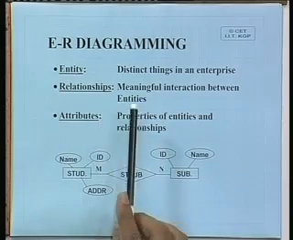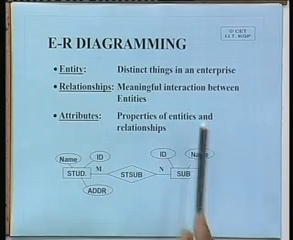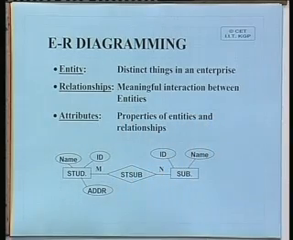The definition of an entity: distinct things in an enterprise about which data is being collected. See, if you are not going to collect data about it, probably it is better not to call it an entity. A small example: students live in a hostel or a hall. Now, is hall an entity or not?